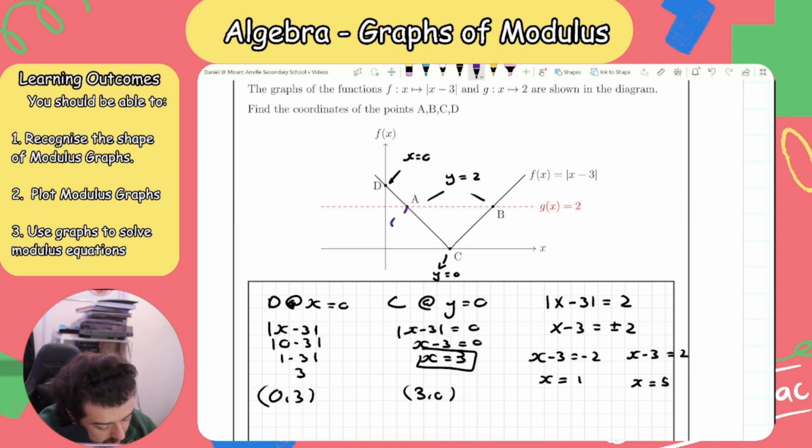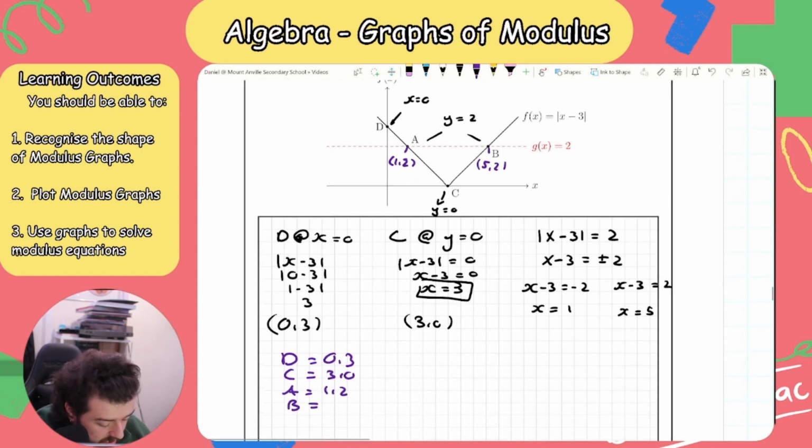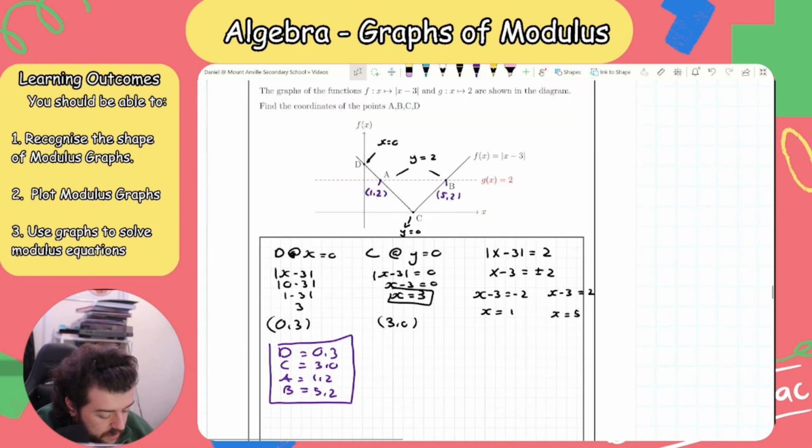So obviously this point here is going to be 1, 2, because it's the leftmost one. And here is going to be 5, 2. So D is 0, 3, C is 3, 0, A is 1, 2, and B is equal to 5, 2. And there you go. And that's our exam question done there.